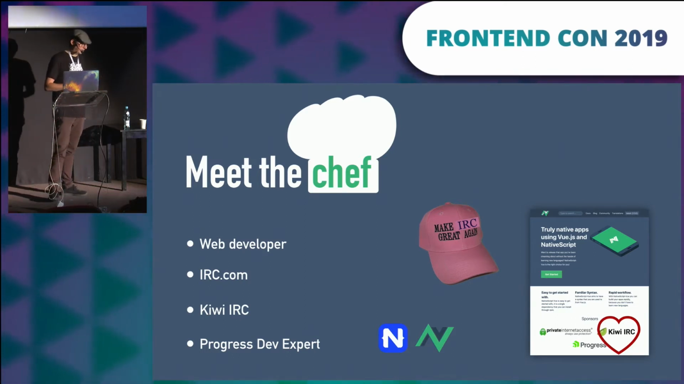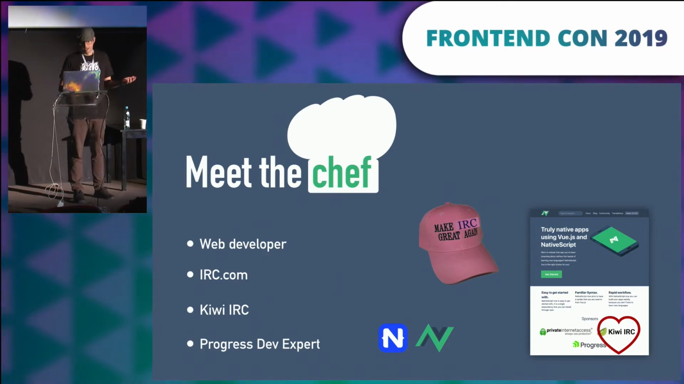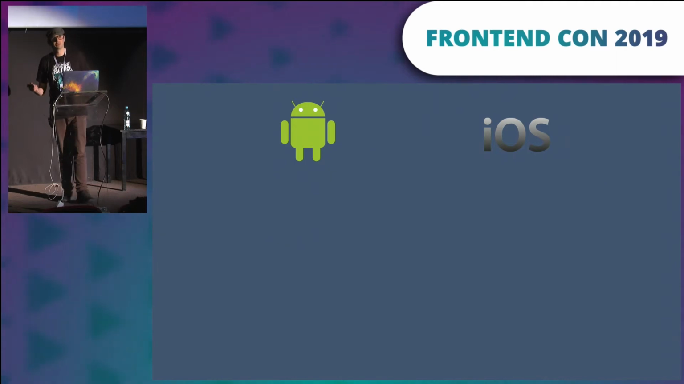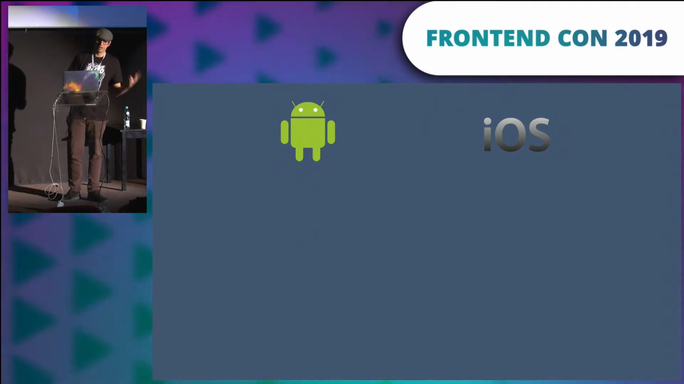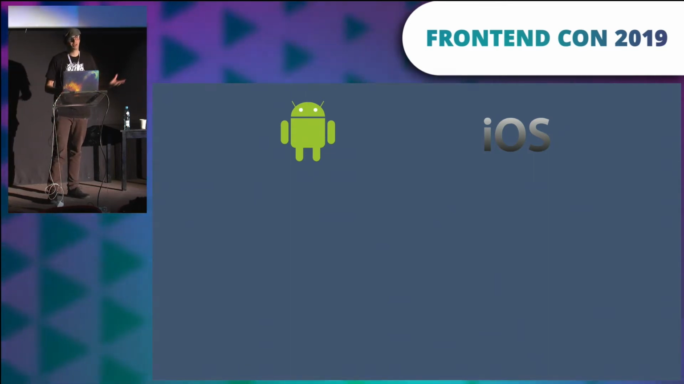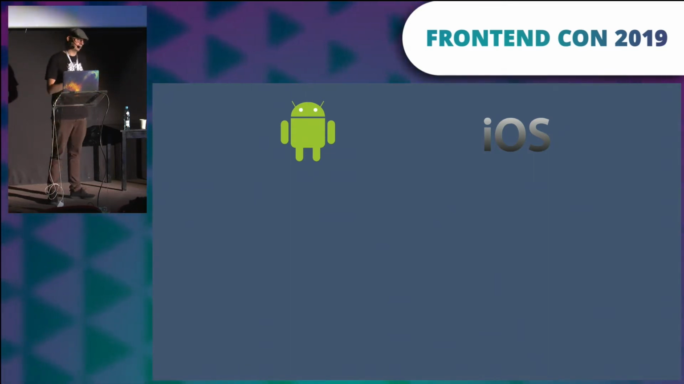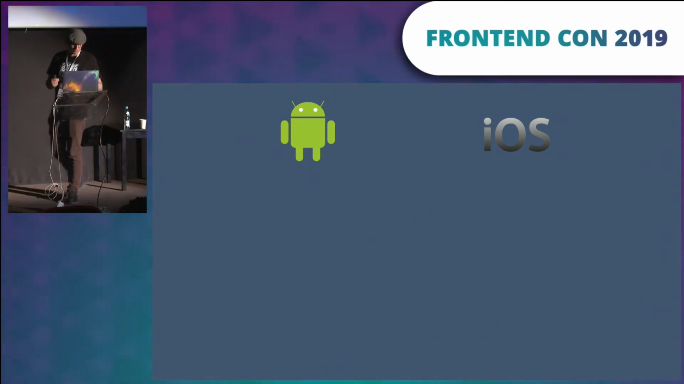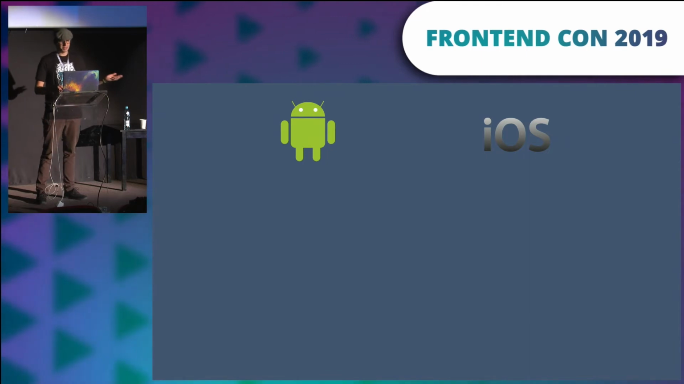So you are a web developer and you want to start building native applications. You have first to understand that you have two platforms that you have to target your code to. So you have Android and iOS. Thank God Windows Mobile didn't make it. Oh. Okay, but you still have two. So they are quite different.